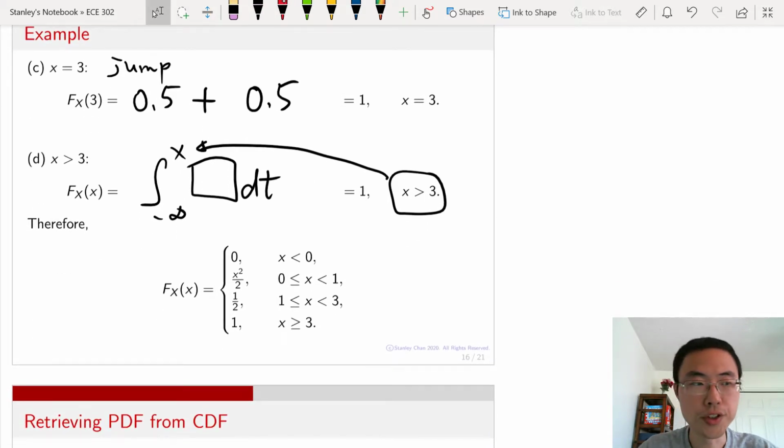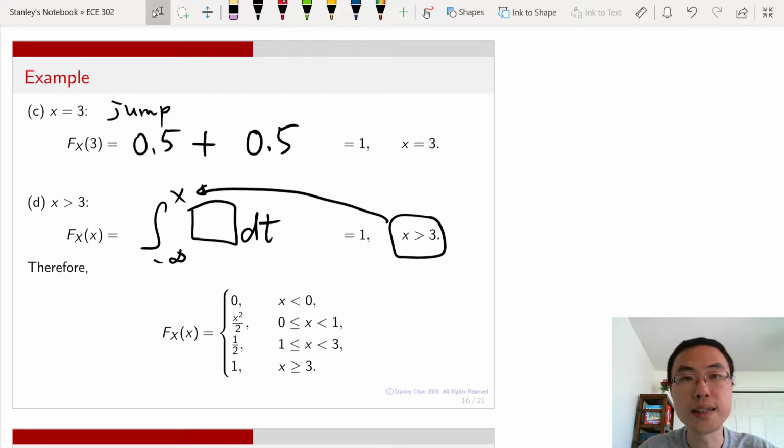Therefore, you have this CDF. You have 4 ranges: x less than 0, x between 0 and 1, x between 1 and 3, and x bigger than 3. Now I'm absorbing C and D together because they both give me a value of 1, so they will become the same case.